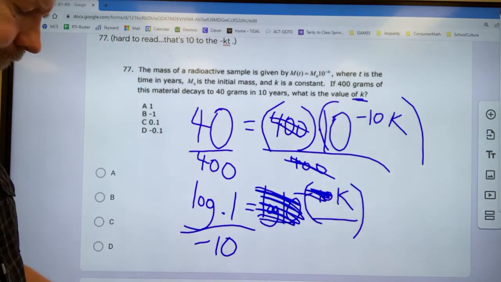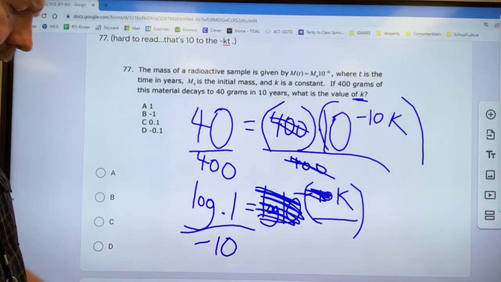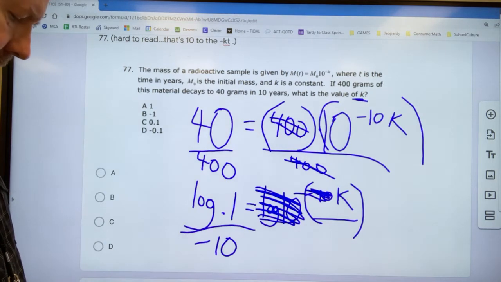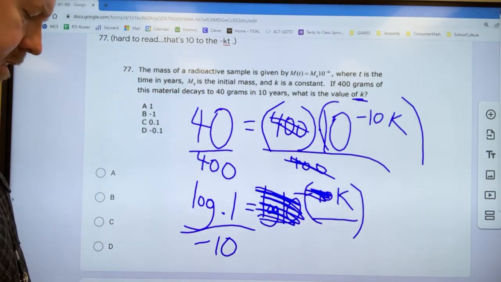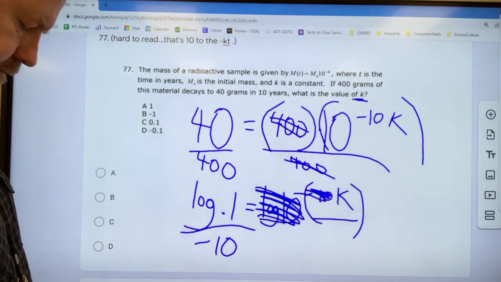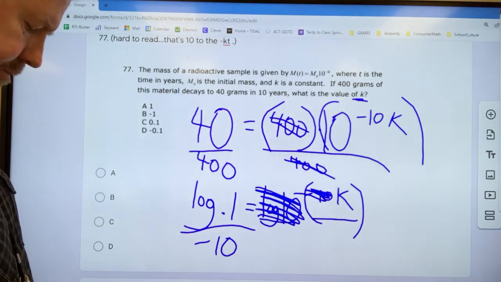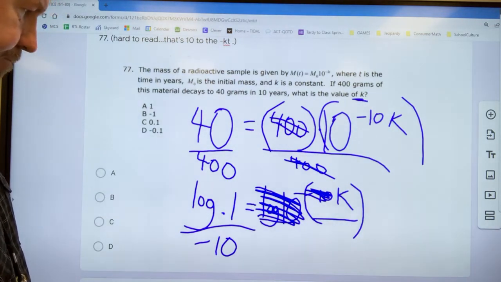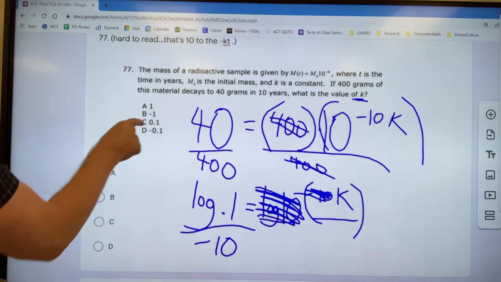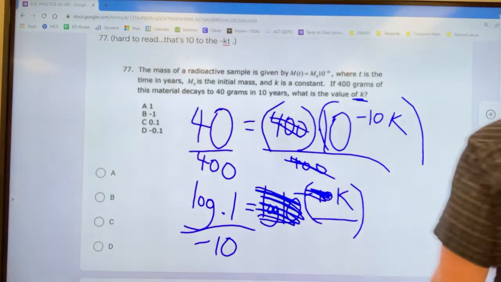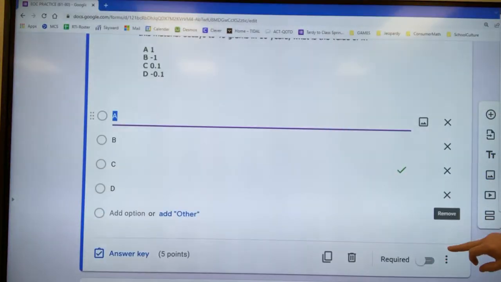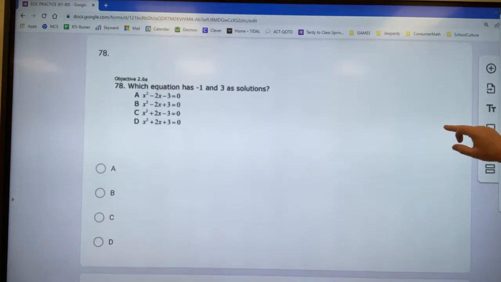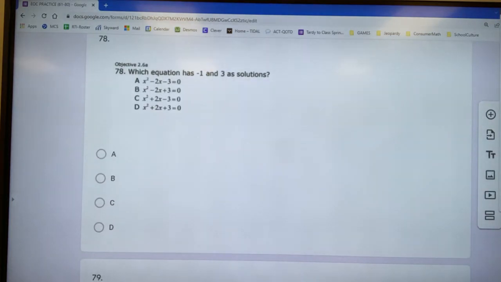Log of 0.1 divided by negative 10 gives me positive 0.1. Let's see if that answer is C, because that was not overly easy. Yep, C. All right, which equation has -1 and 3 as solutions?